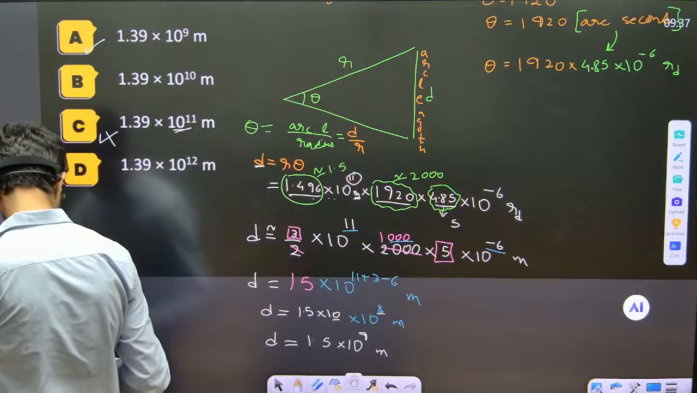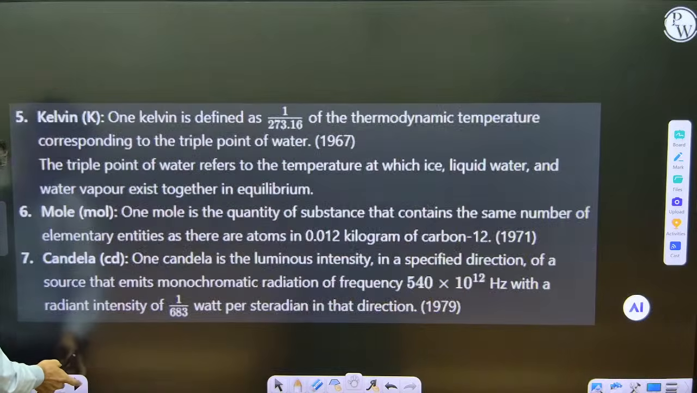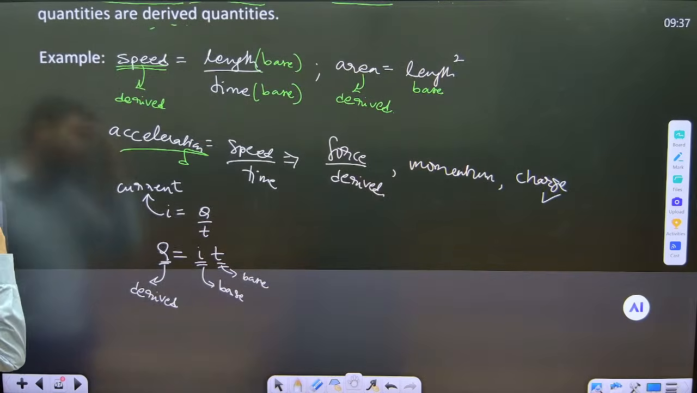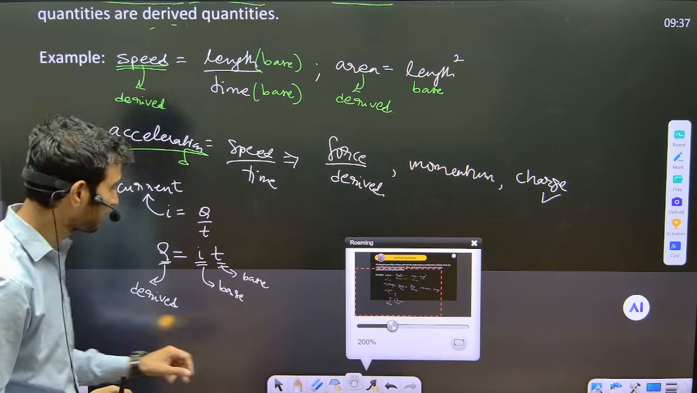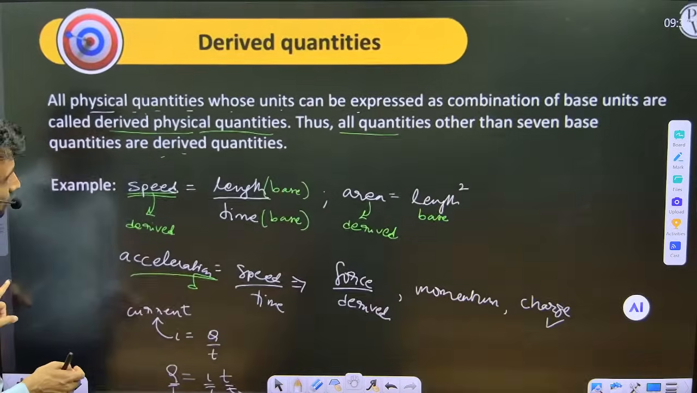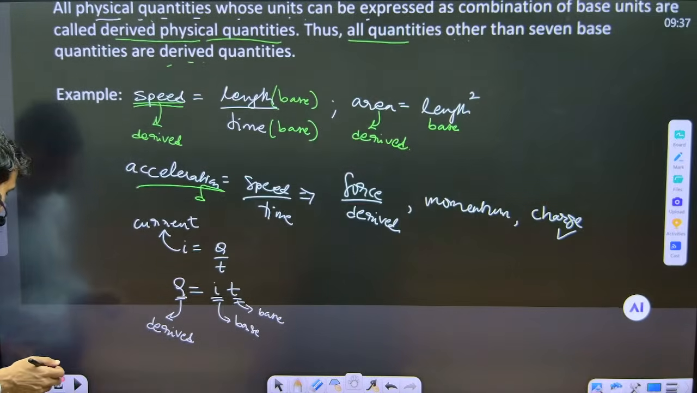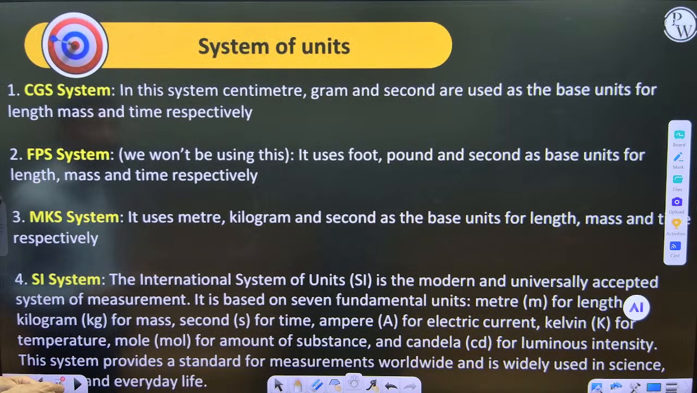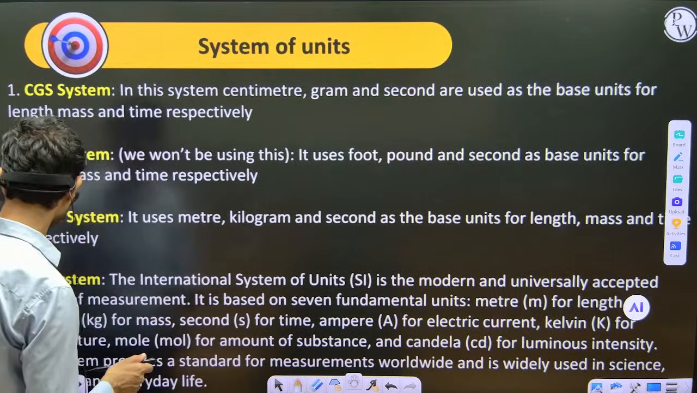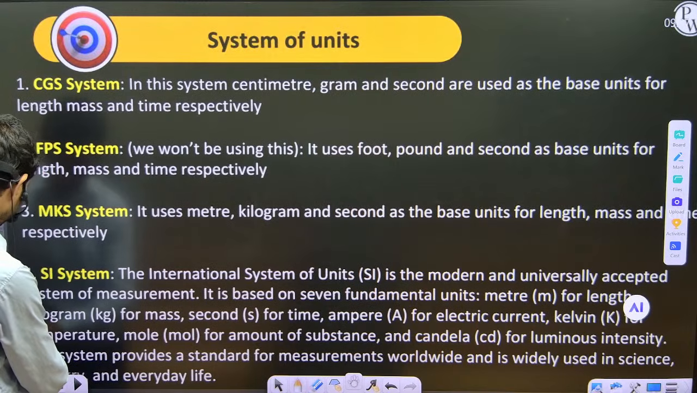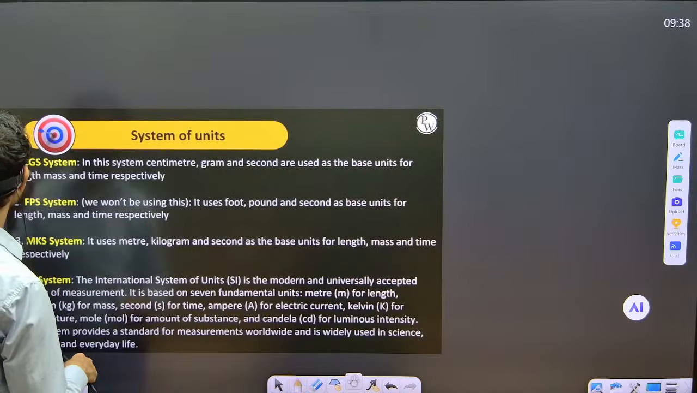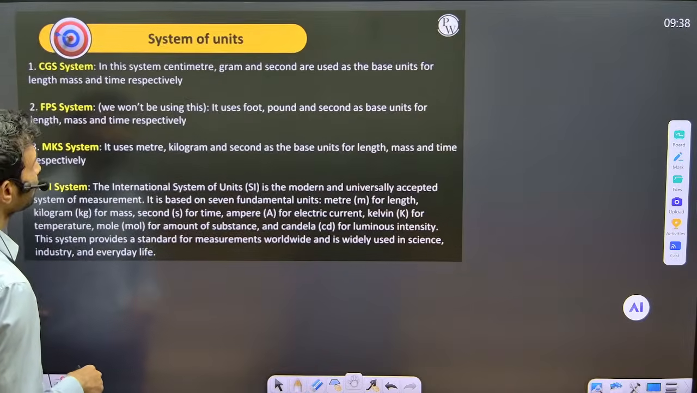So let us go to the next topic now. Here we had seen the derived quantities, right? What are derived quantities? And we saw some examples of derived quantities. Now let's go ahead and do the system of units. So let's see what a system of units is.